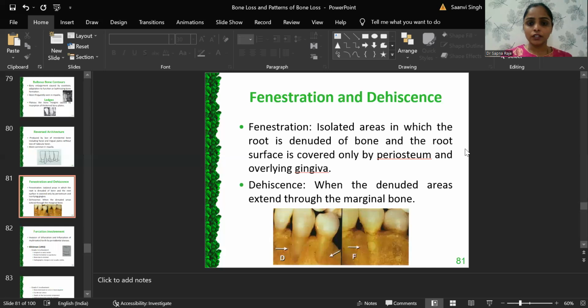Fenestration refers to isolated areas in which the root is denuded of bone and the root surface is covered only by the periosteum and overlying gingiva. Dehiscence is when the denuded areas extend to the marginal bone. When the denuded area extends to the marginal bone, it is dehiscence, and isolated areas in which the root is denuded of bone are fenestration.